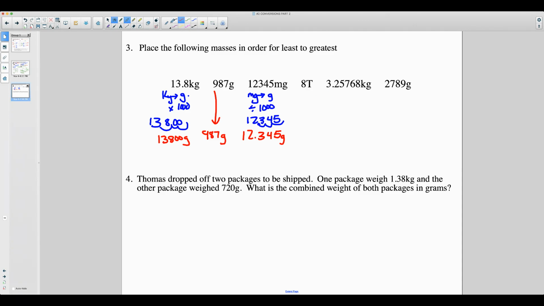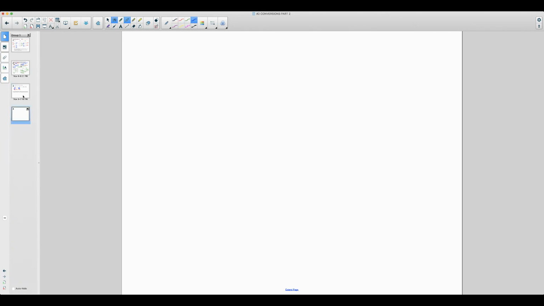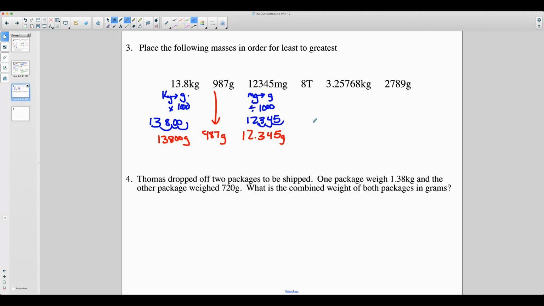Tons to grams. Well, tons to grams, sorry about that. Tons to grams would be going down 6 place values. So we're going to multiply by 1,000,000. So if we have 8 times 1,000,000, we get 8,000,000 grams.